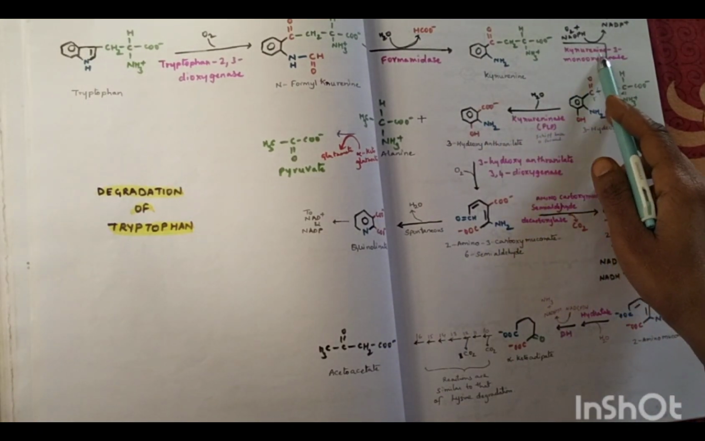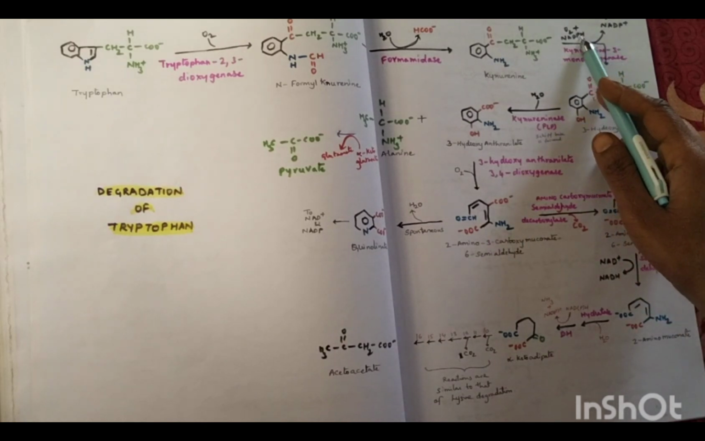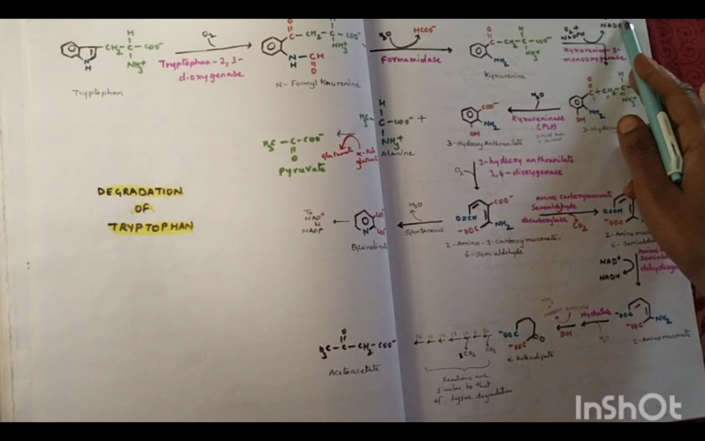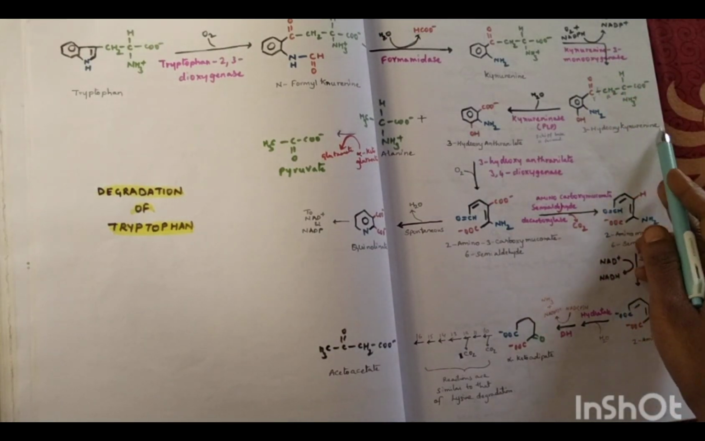Kynurenine, in the presence of kynurenine 3-monooxygenase, takes in oxygen and releases a water molecule, and NADPH gets oxidized to NADP+, thereby forming 3-hydroxykynurenine.